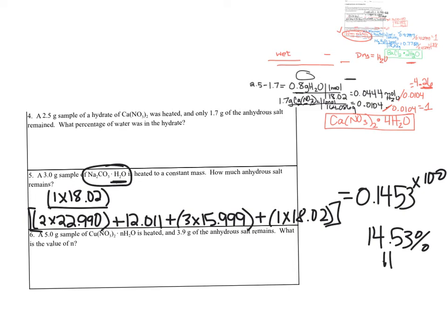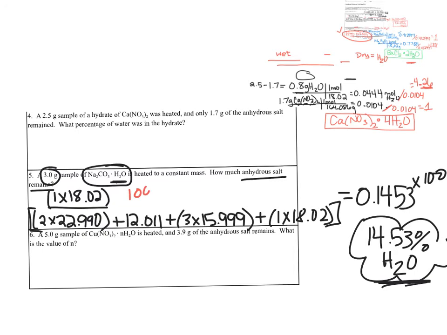14.53% water. Okay, now that's not the answer that they're looking for. They wanted to know how much salt remains in this 3-gram sample. And so what you need to look for is that if that's the percent of water, then we can turn around and say 100 minus that 14.53 will be 85.47% anhydrous salt.